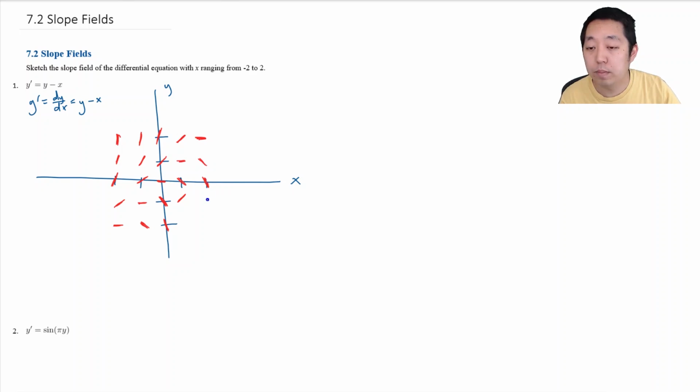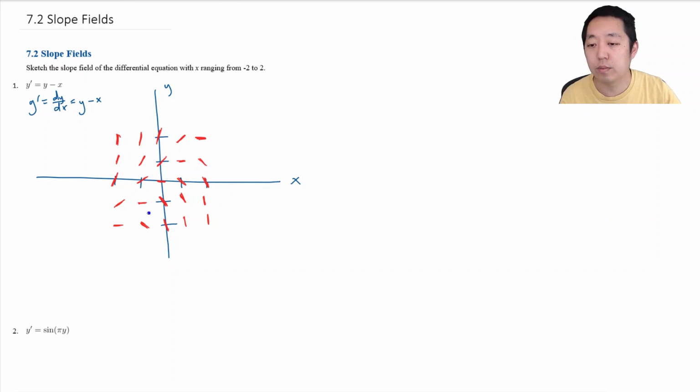-1 minus 2 is -3. That's actually -3. This should have been negative. Sorry, I'm doing my mental arithmetic backwards. So -1 minus 1 is -2. Like that. And then 1, -2, it's -3, and this is going to be a super steep -4.